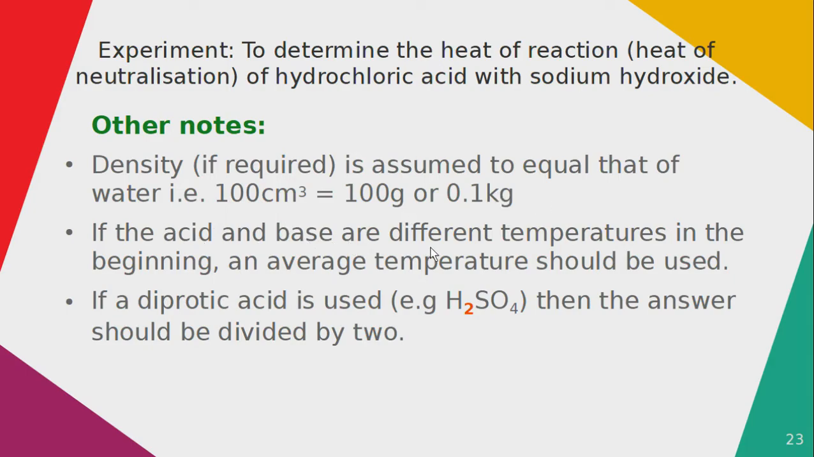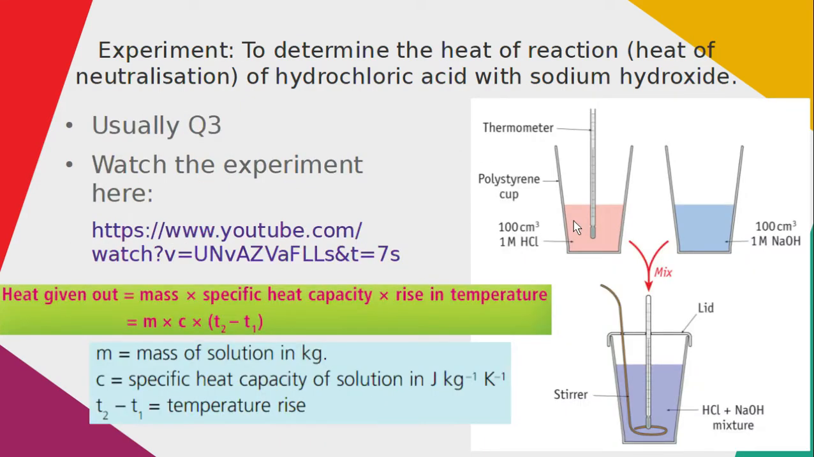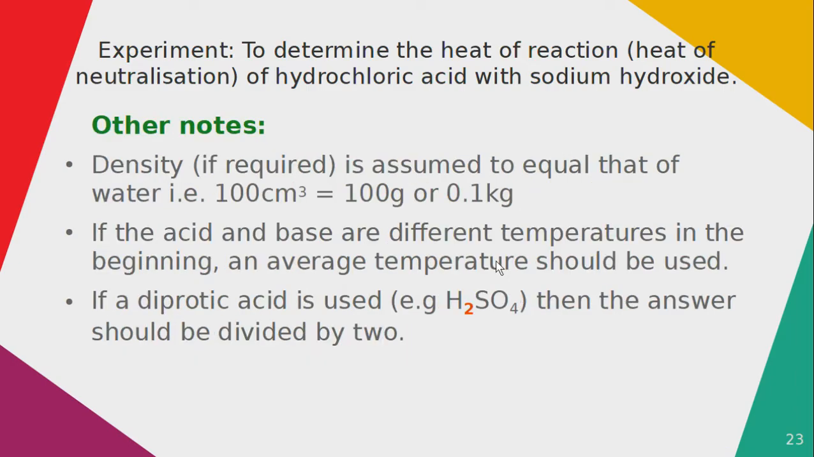If the acid and the base have different temperatures in the beginning, we need to look at the temperature in the beginning and take that from the temperature at the end to find the rise in temperature that's needed for this equation. In that case, you should use the average temperature. You should assume that when they're mixed together, because it's the same amount of each one, the temperature will be the average temperature.